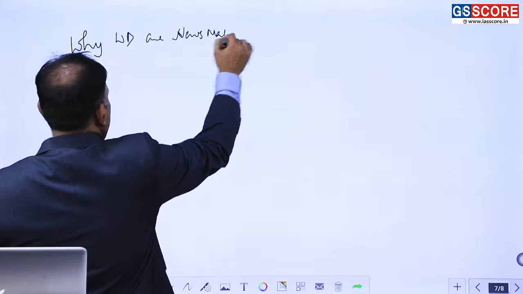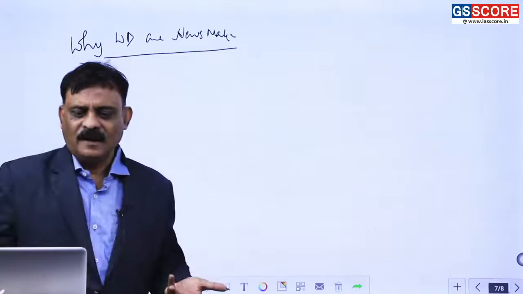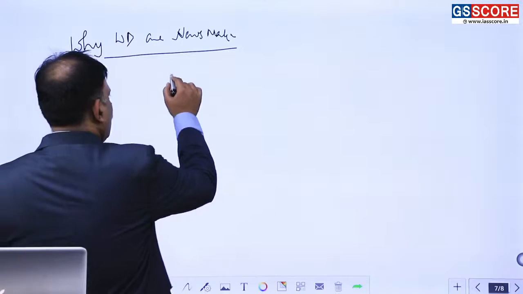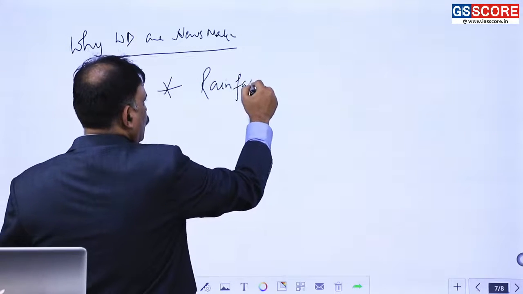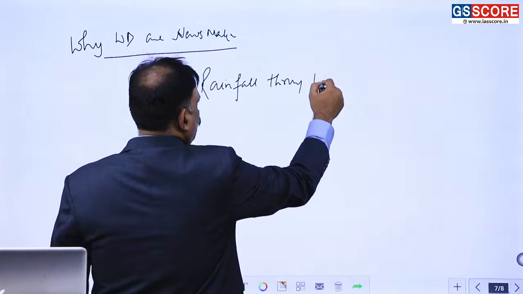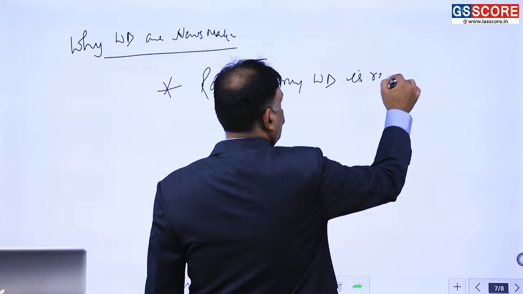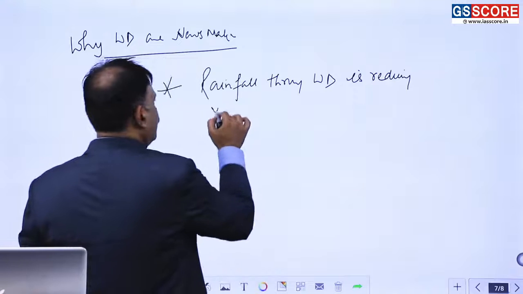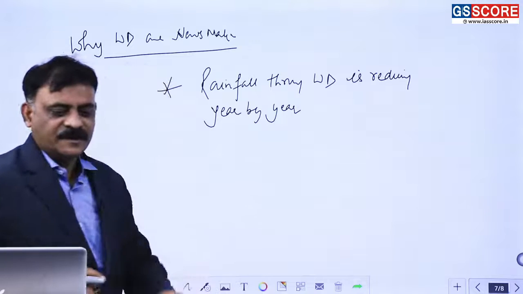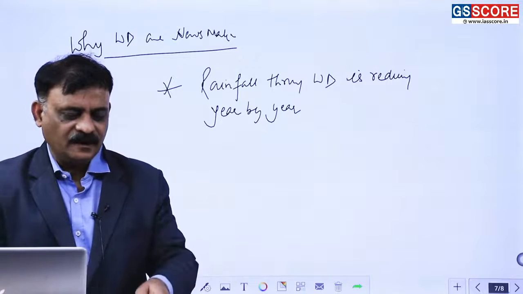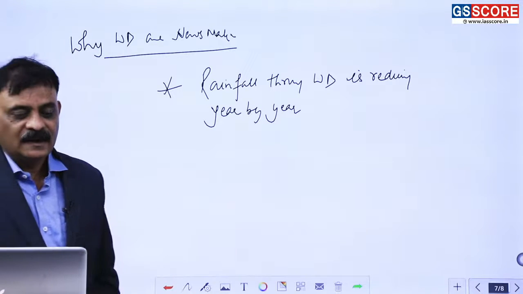So the reason for it being a newsmaker is why we are talking about this. This is a regular phenomenon, and we are talking about it because the rainfall through WD, matlab Western disturbance, is reducing year by year. That is a cause of worry for people in India, especially our Indian Meteorological Department.